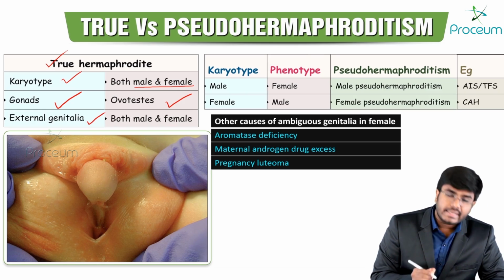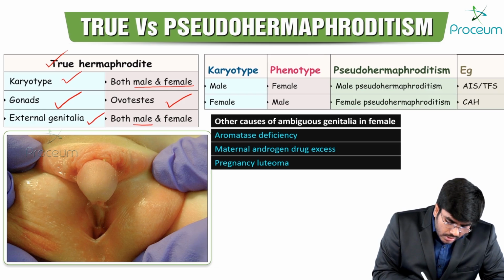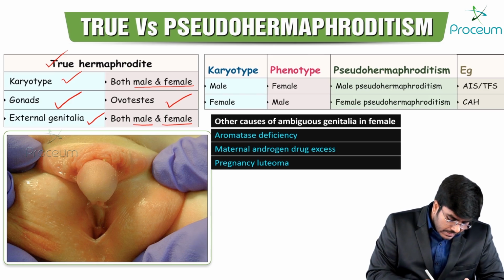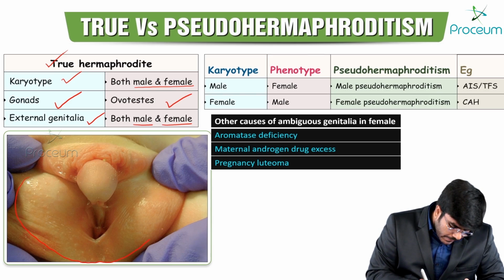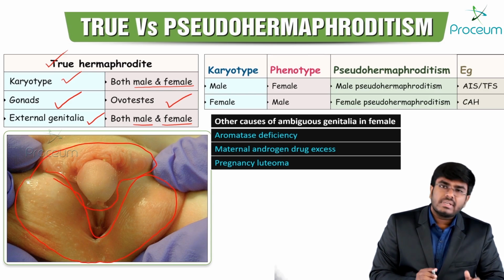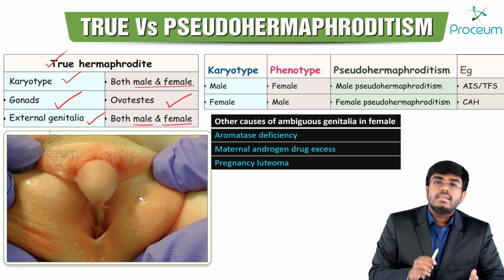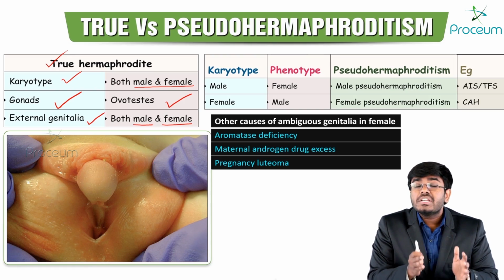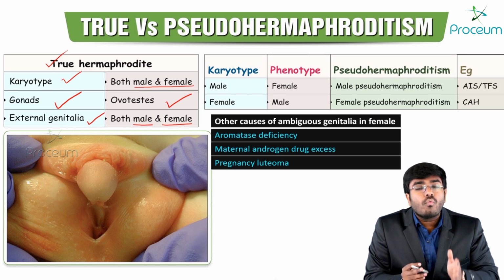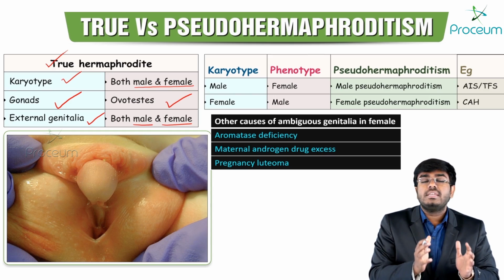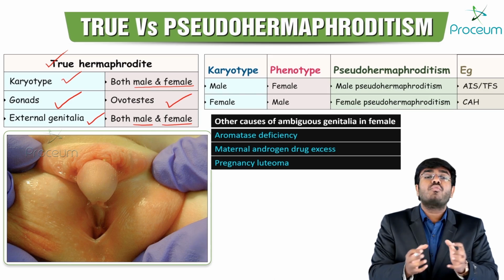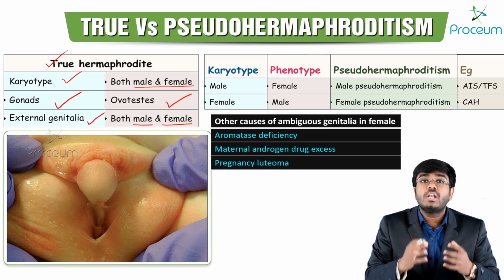And what about the external genitalia? External genitalia will also be a fusion of both the male and female. Down here in this image, you can clearly see that there is a female-like genitalia and a male-like genitalia. So both external genitalia are male and female. Karyotype is also male and female. The functional gonads are ovotestis. So this is what is known as a true hermaphrodite. True hermaphrodite is a condition with both male and female internal reproductive functional gonads.